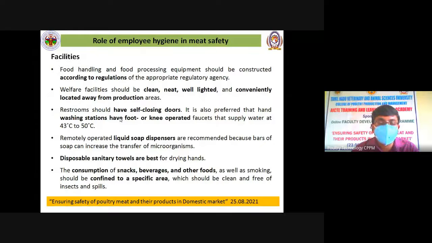The consumption of snacks, beverages, and other foods, as well as smoking, should be confined to a specific area, which should be clean and free of insects and spills. So it should be away from the production or processing zone. A clean, separate area should be given for eating or smoking purposes.